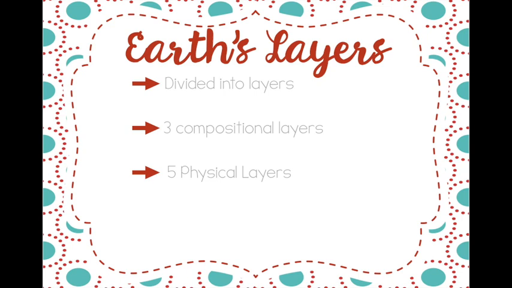So they're divided into layers. There's 3 compositional layers. Those compositional layers are the crust, core, and mantle. And then there's 5 physical layers, which is the lithosphere, the mesosphere, the asthenosphere, the inner core, and the outer core, which we're going to learn more about as we continue on.